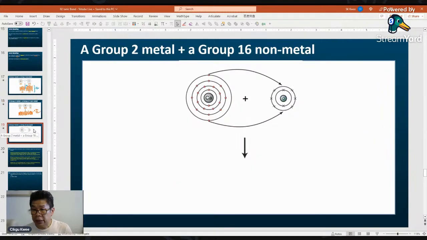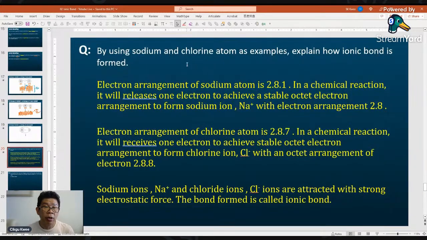This one is more or less the same. Calcium, I think we skip this one now. This is a question that may be asked in your test or exam: by using sodium and chlorine atoms as an example, explain how an ionic bond is formed. In exams, this usually comes out in the essay questions, I think it's a 4 marks question.